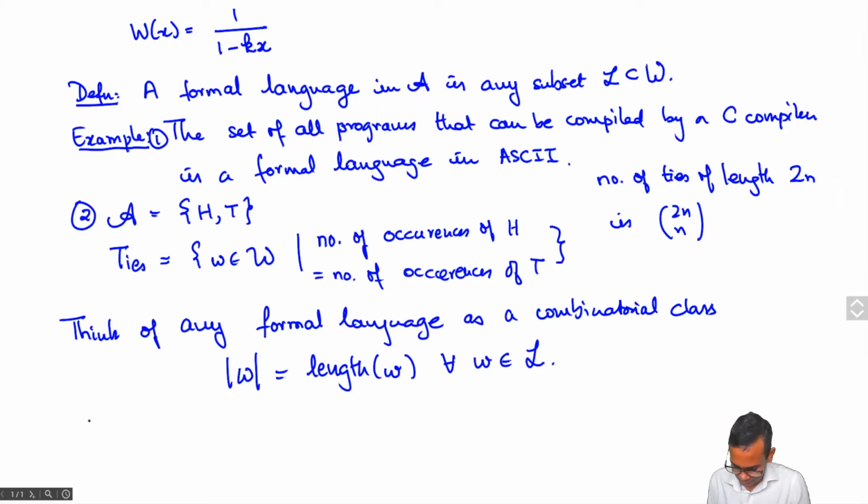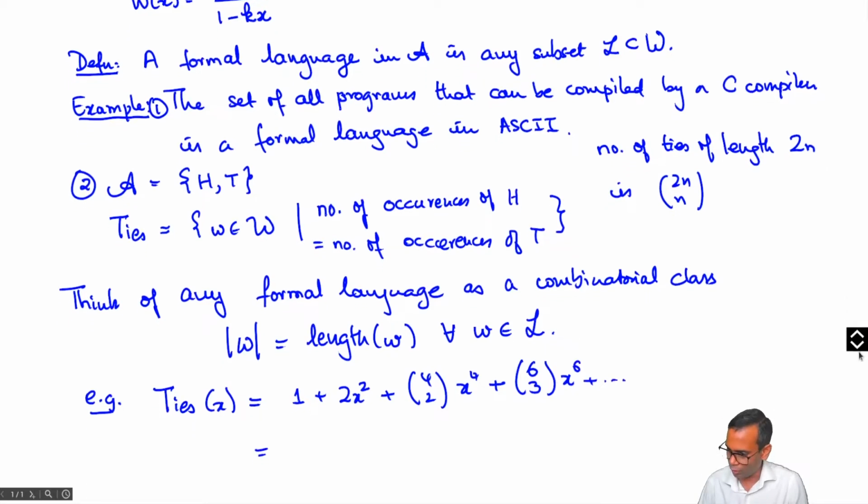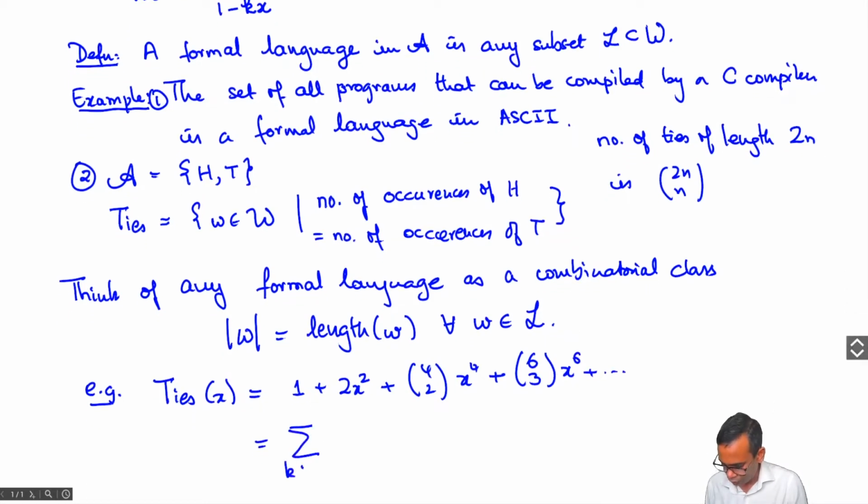So what we get is Ties of x is equal to 1 plus 2 choose 1 x squared plus 4 choose 2 x to the power 4 plus 6 choose 3 x to the power 6 and so on. Or I can write that more compactly as the summation n goes from 0 to infinity of 2n choose n, x to the power 2n.